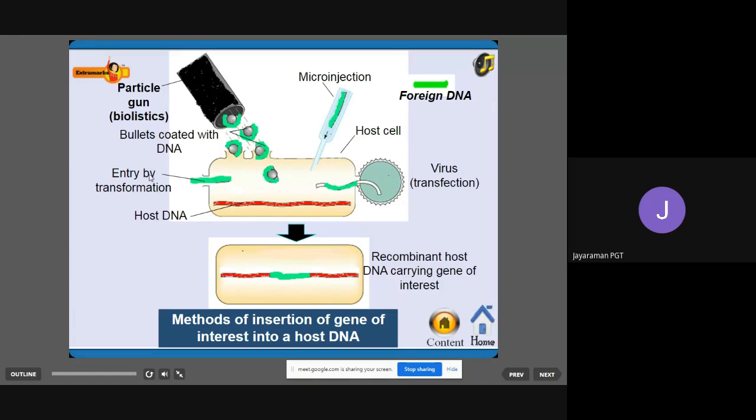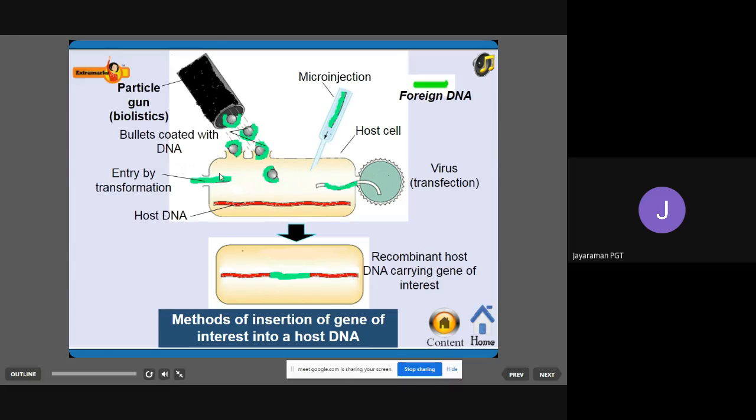Or this entry, this side you can find the entry by transformation. It can enter directly by using heat shock or electroporation. That method also can be used. It can make a pore, and then through the pore it can enter inside and can transform the cell. That is called transformation. After taking up, the cell is known as the transformed cell.